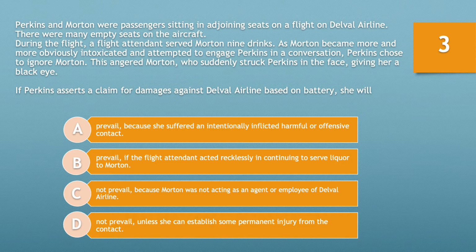If Perkins asserts a claim for damages against Del Val Airlines based on battery, she will A. prevail because she suffered an intentionally inflicted harmful or offensive contact. B. prevail if the flight attendant acted recklessly in continuing to serve liquor to Morton. C. not prevail because Morton was not acting as an agent or employee of Del Val Airline. Or D. not prevail unless she can establish some permanent injury from the contact. Take 10 seconds and choose your best answer now.